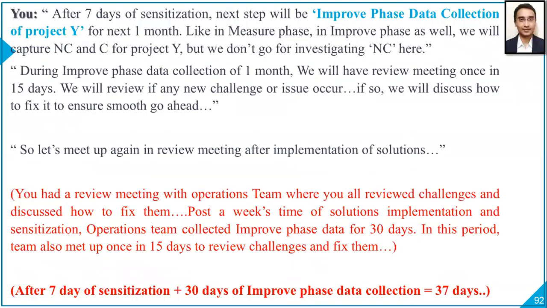You continue. After 7 days of sensitization, the next step will be improve phase data collection of project Y for the next 1 month. Like in the measure phase, in the improve phase as well, we will capture NC and C for project Y, but this time we don't go for investigating NCs. During the improve phase data collection of 1 month, we will have a review meeting once in 15 days. We will review if any new challenge or issue occurs. If so, we will discuss how to fix it to ensure a smooth go ahead. So let's meet up again in a review meeting after implementation of solutions.